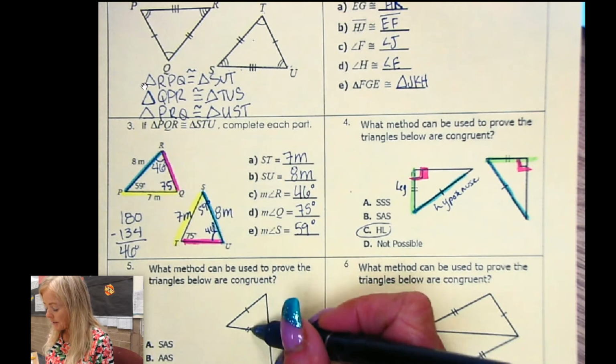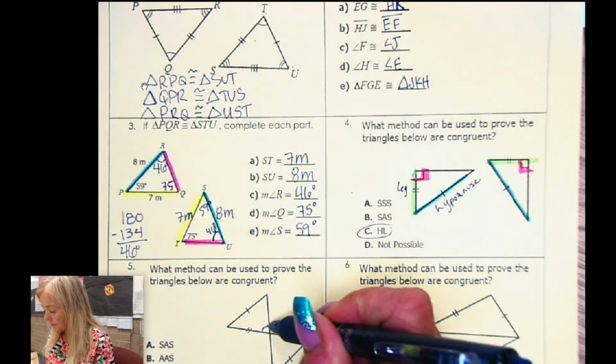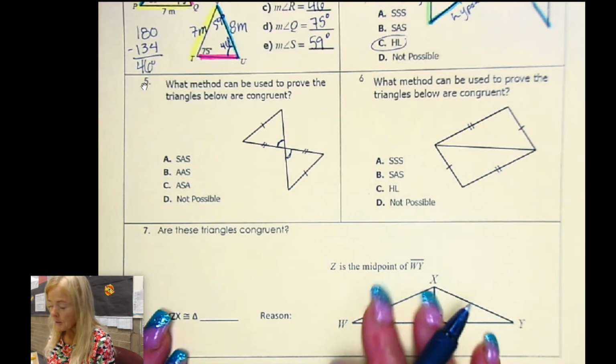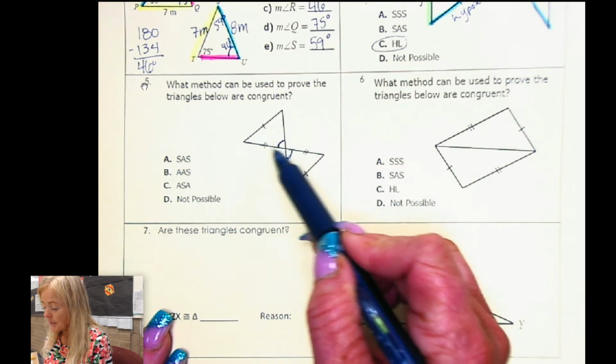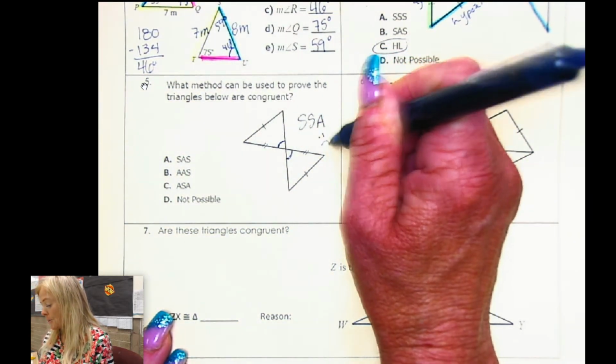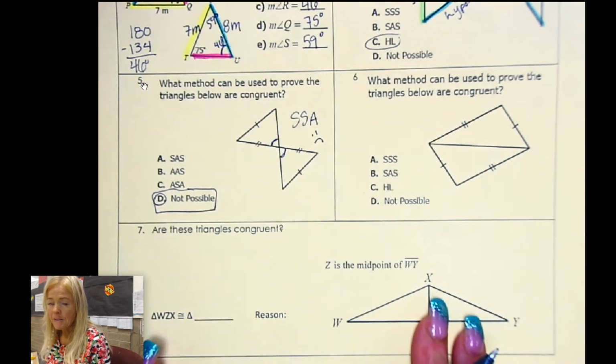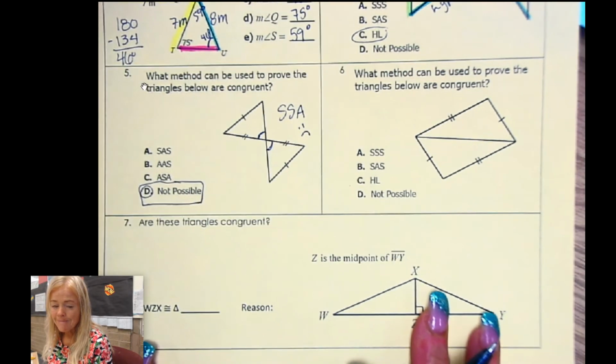Now, we have a side and a side. That's all we know. We don't know anything else, except we know vertical angles are congruent. But is that really going to help us? Because we have side-side angle going around. SSA. That's a no-go. It is not possible. SSA is not one. Sorry, guys.